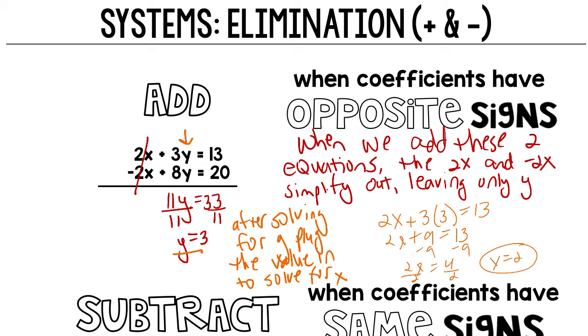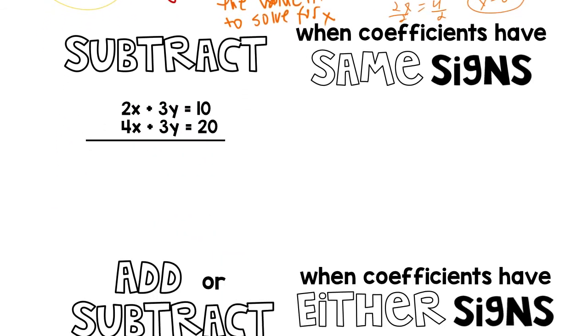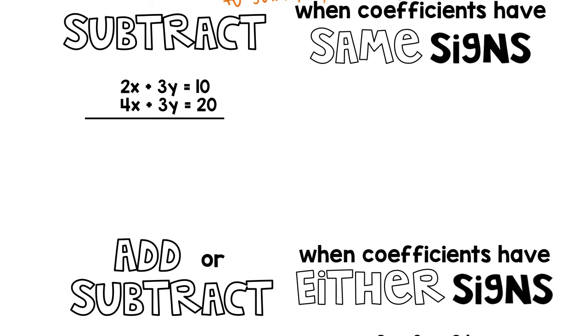Like I've said before, these solutions are coordinate points, so when I write my solution down, it needs to be in the form of a coordinate point. So that's one possibility. Next possibility, when our coefficients have the same sign.